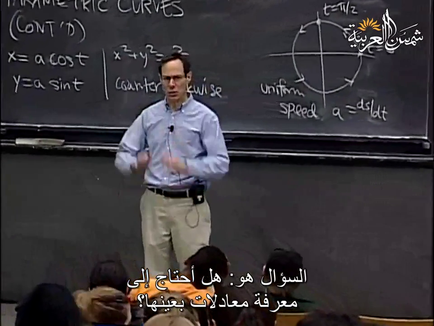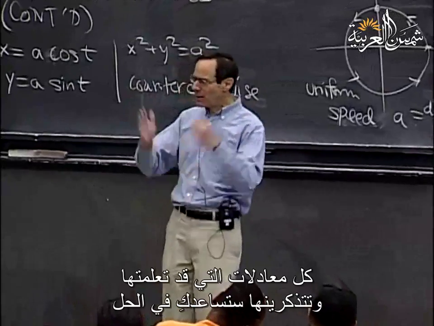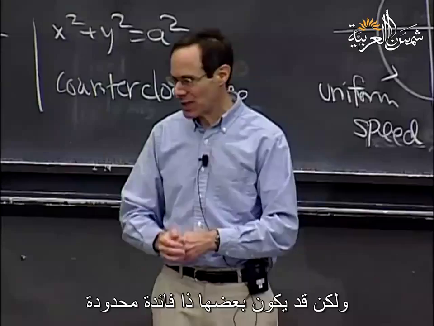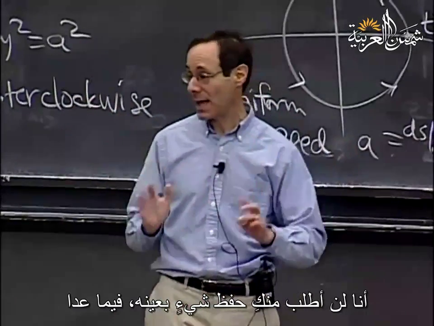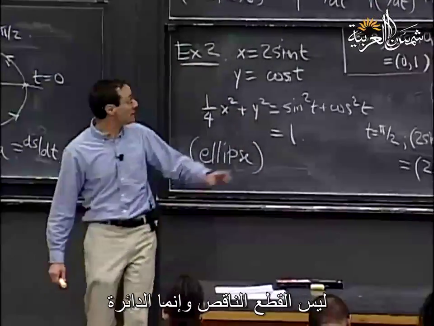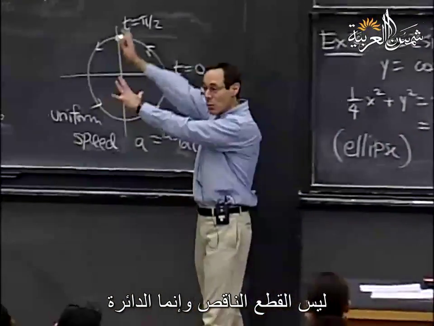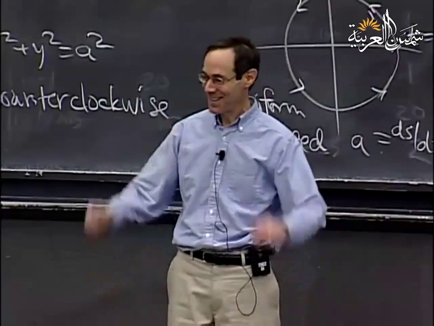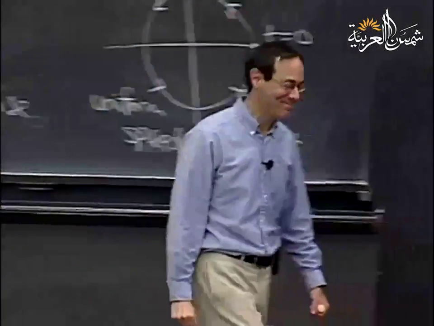The question is, do I need to know any specific formulas? Any formulas that you know and remember will help you. They may be of limited use. I'm not going to ask you to memorize anything, except I guarantee you that the circle is going to come up, not the ellipse. The circle will come up everywhere in your life. So at least at MIT, your life at MIT. We're very round here. All right.